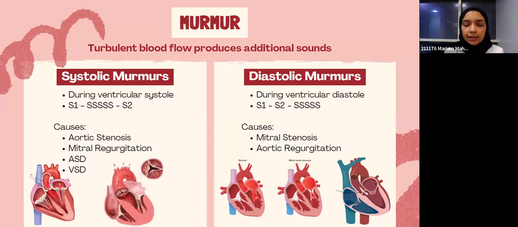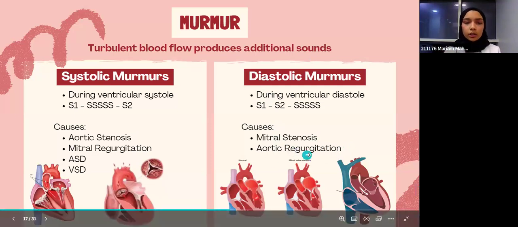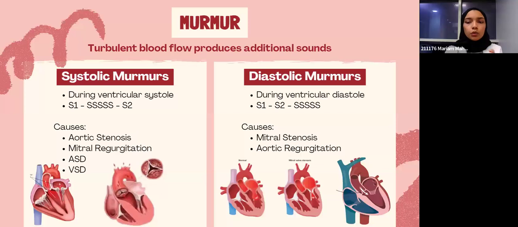Also, it happens if there's aortic regurgitation. So basically, the ventricle will contract and push the blood to the aorta, and then the blood will come back and close the semilunar valves. This is normal. But if the valve is incompetent, the blood will come back into the ventricle, and this is when it causes a murmur.